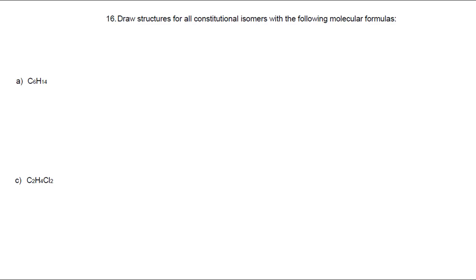Okay, so this is Chapter 1 extra problems that you may have tried. This is question number 16, which asks you to draw all constitutional isomers. The first one here is C6H14. So I'm going to draw my carbons. The easiest one is to draw them straight across and fill in your hydrogens.